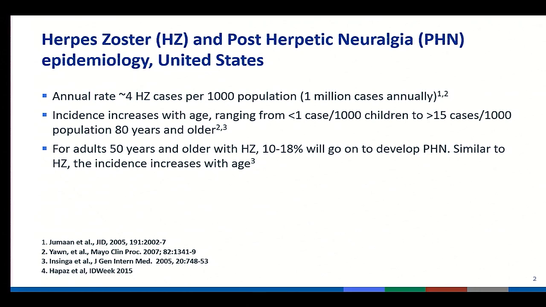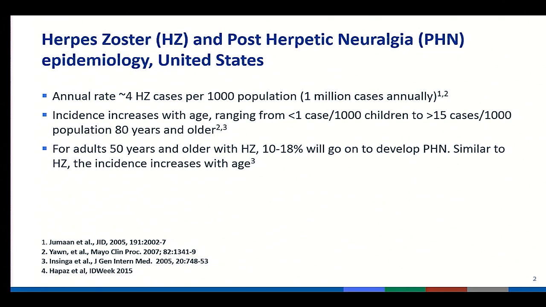We'll start with a review of Herpes Zoster and post-herpetic neuralgia epidemiology in the United States. The annual incidence rate is approximately 4 cases of herpes zoster per 1,000 population, or that amounts to about 1 million cases every year. Incidence increases with age, ranging from about 1 case per 1,000 children to over 15 cases per 1,000 among those 80 years and older.